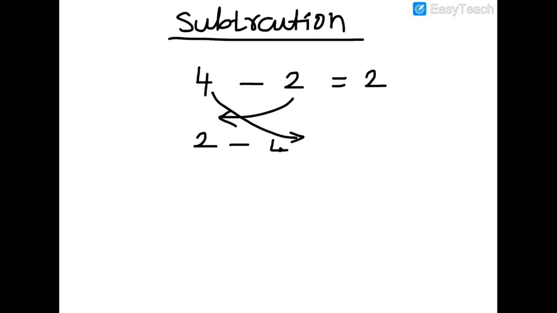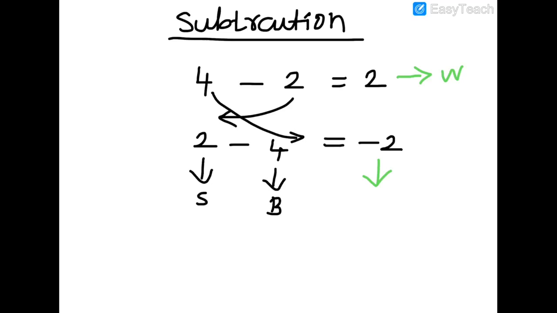So that means 2 minus 4. 2 minus 4 means what? 2 is the small number and 4 is the big number. So when you subtract a big number from a small number, automatically the minus symbol will come. So 2 minus 4, what is the value? Minus 2. Now 2 is a whole number, but what about minus 2? Minus 2 is not a whole number, it is an integer. So you have to write that it's not a whole number.